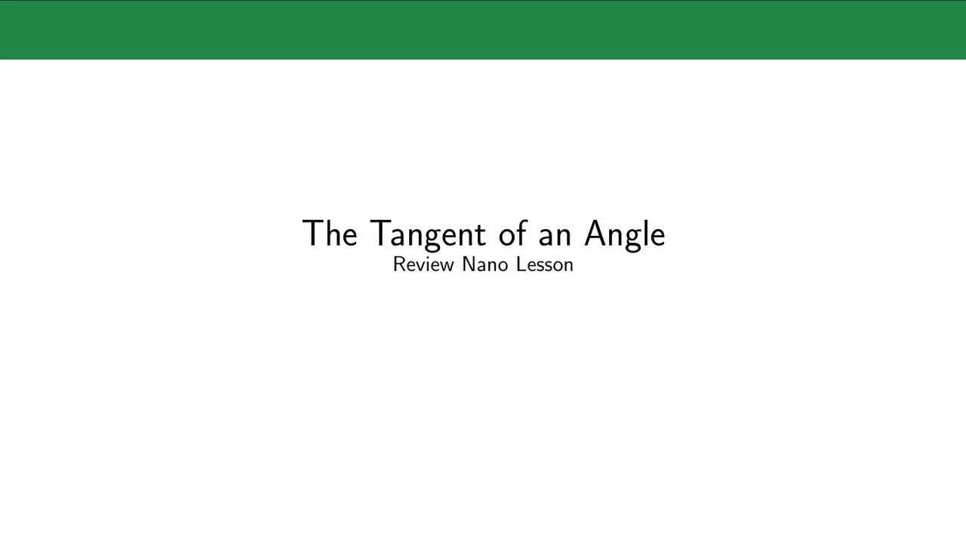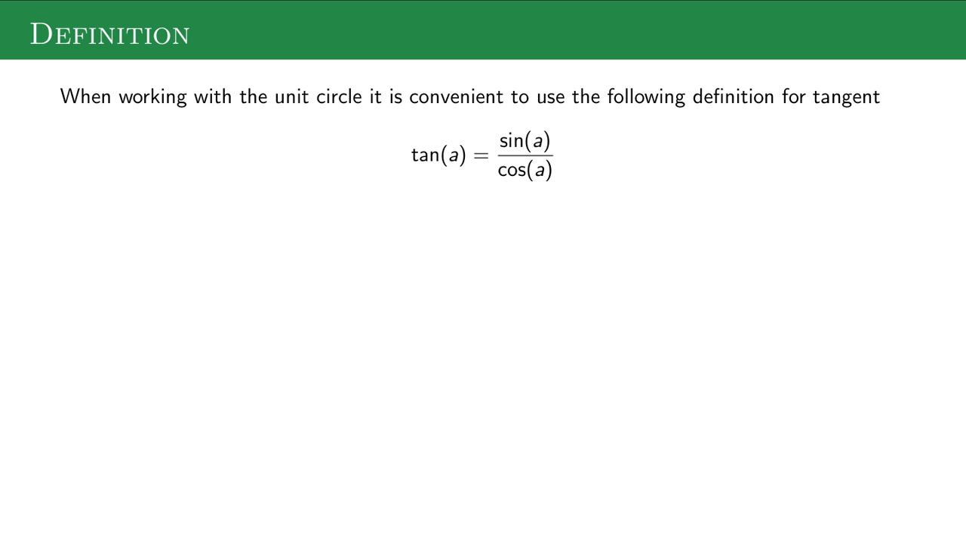In this review video, we're going to talk about finding the tangent of an angle. When working with the unit circle, we're going to use this definition of the tangent: it's just the sine of the angle divided by the cosine. So just take the y value over the x value.